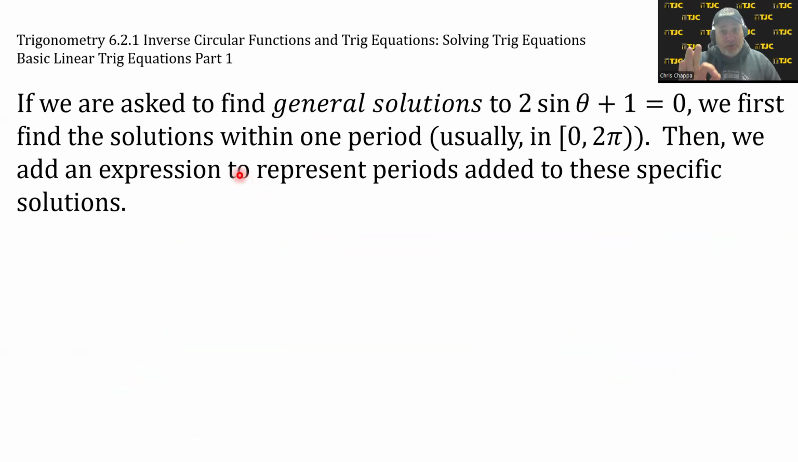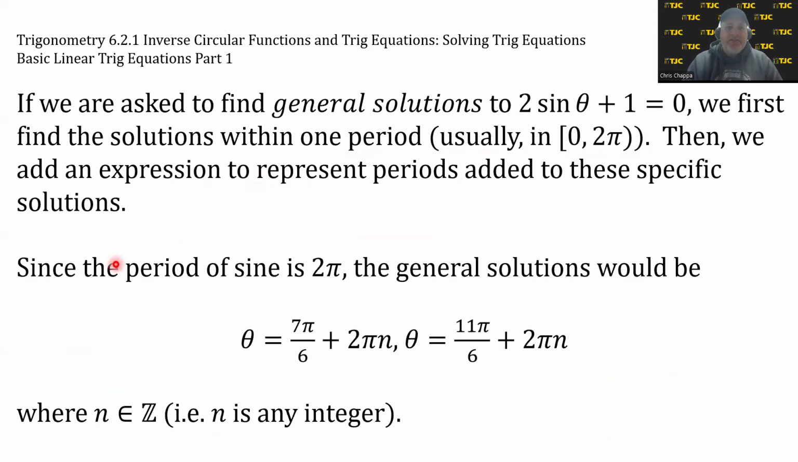If we're asked to find the general solutions to 2 sine theta plus 1 equals 0, in other words, all solutions regardless of how many revolutions, we first find the solutions within one period, usually 0 to 2 pi. Then we add an expression to represent periods added to these specific solutions. Since the period of sine is 2 pi, the general solutions would be theta equals 7 pi over 6 plus 2 pi n, and theta equals 11 pi over 6 plus 2 pi n, where n is an element of the integers. In other words, n can be a positive or negative whole number to count how many extra revolutions to add to our specific solutions, either in the positive or negative direction.